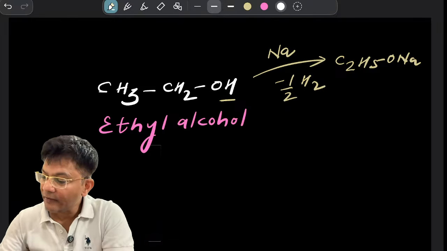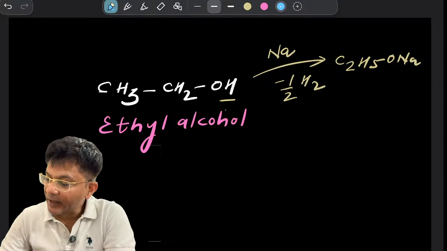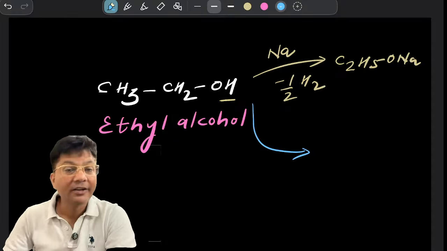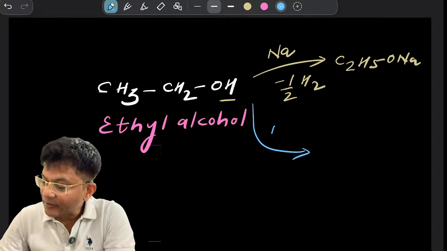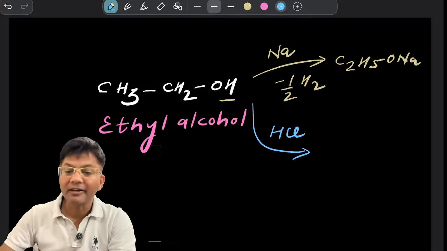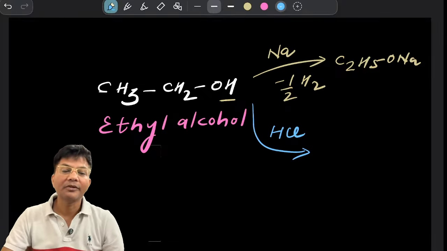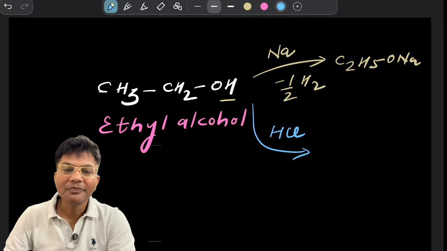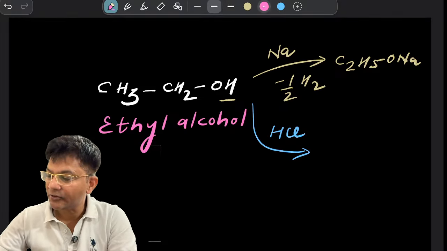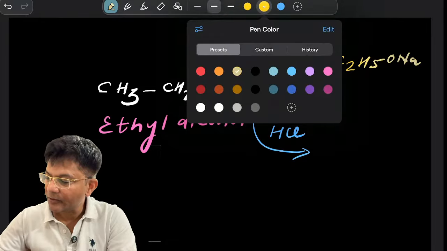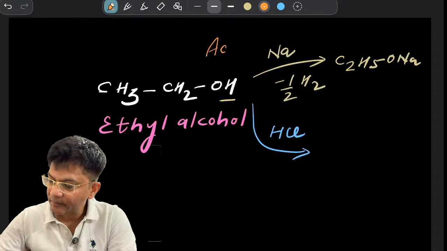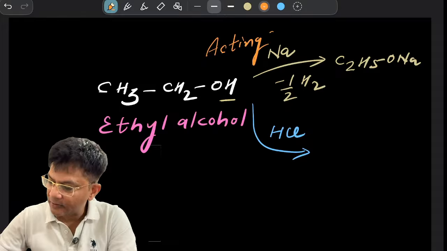Now, my dear students, at the same time, if this ethyl alcohol is treated with something like an acid, HCl, what will get formed? Tell me what will get formed. There, the alcohol was acting as acidic.